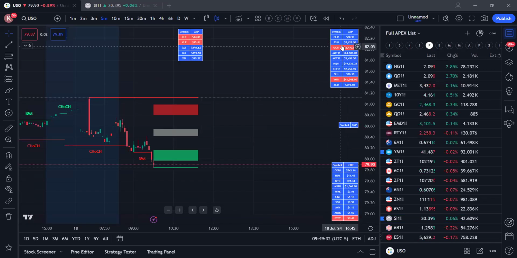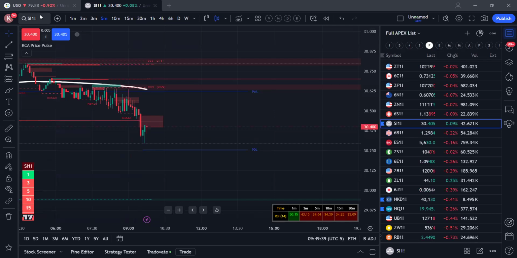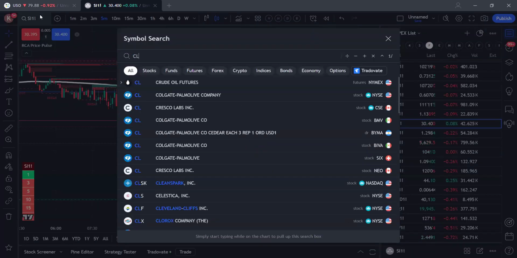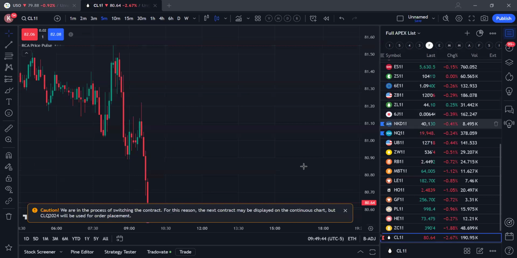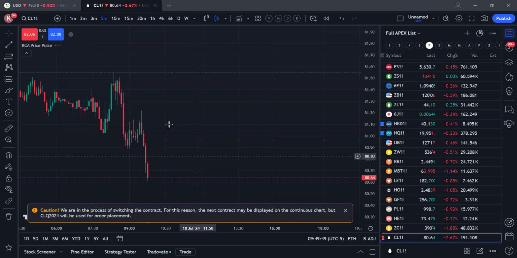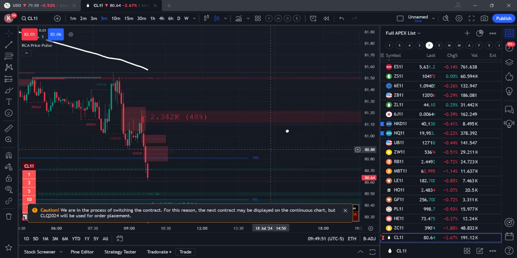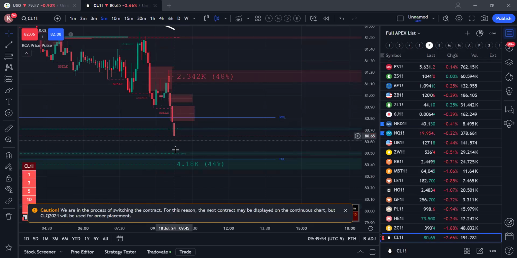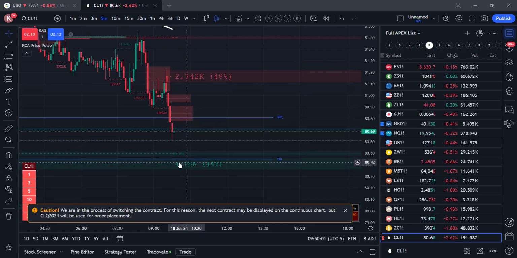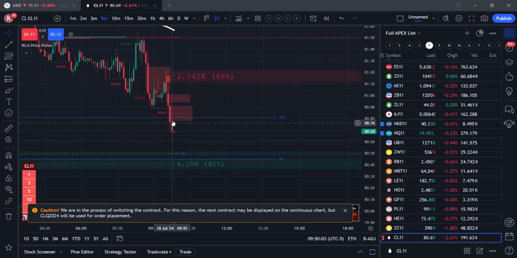Then let's go to something else. Let us look at crude oil. Crude oil, they are changing the contract. But crude oil, if it comes to somewhere here, the previous day low, and also there is a huge buy order block, this is a perfect level to go long. Until that point of time, it is risky. We can wait for some more time.